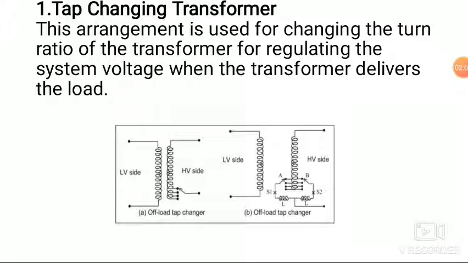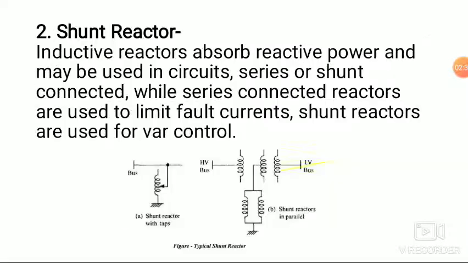Basically, there are two types of tap changing transformer: off-load tap changing transformer and on-load tap changing transformer. In the off-load tap changing transformer, the transformer is disconnected from the supply before changing the tap. But the main drawback with them is that the power supply is interrupted while changing the tap. Therefore, on-load tap changing transformers are preferred to control the voltage.